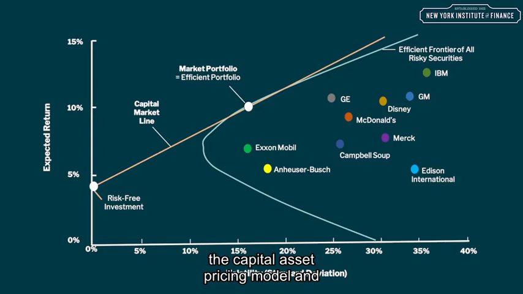Now, if you look at the way the capital asset pricing model and the efficient frontier could be utilized, the capital asset pricing model and the capital market line is essentially a linear line.